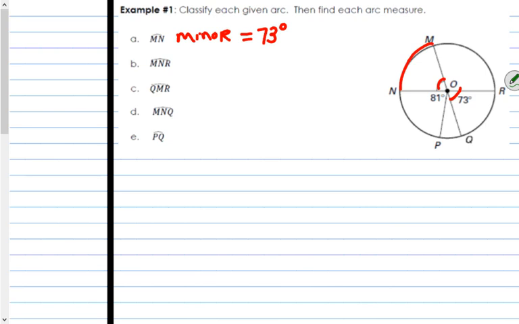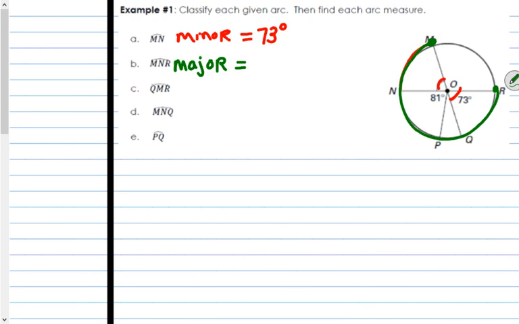Arc MNR. M to N to R. This is a major arc. You go in the direction of the letters. You can see it covers more than half the circle, 3 letters. And we're going to figure out the measure of the arc.